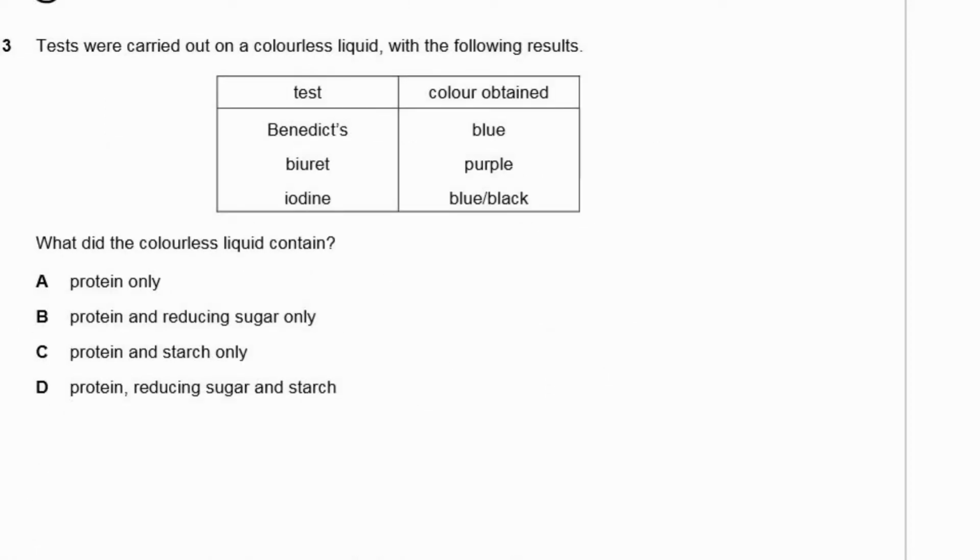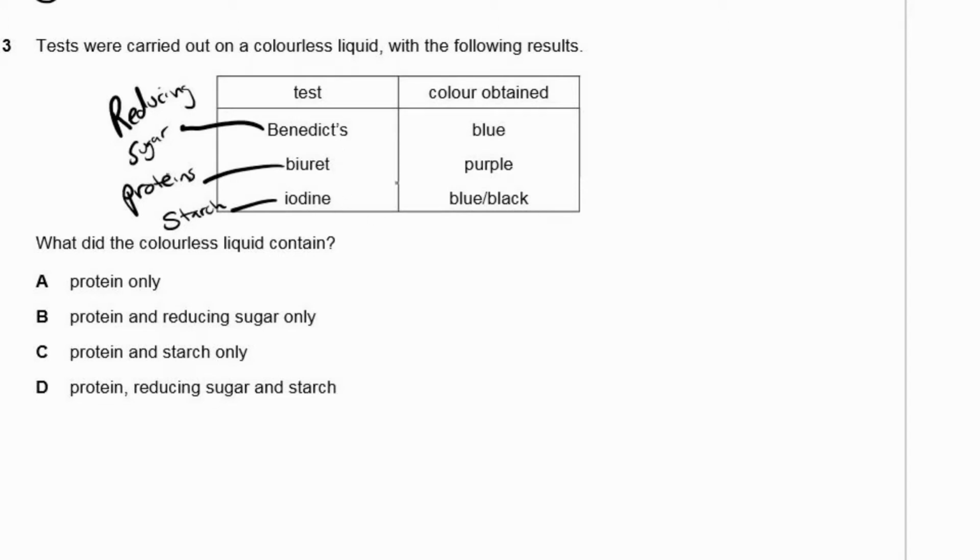Question 3. Tests were carried out on a colorless liquid with the following results. We have Benedict's test, Biuret test, and iodine test. Benedict's tests for reducing sugar. Biuret tests for proteins, and iodine tests for starch. Benedict's starts off blue, Biuret starts off blue, and iodine starts off yellow.